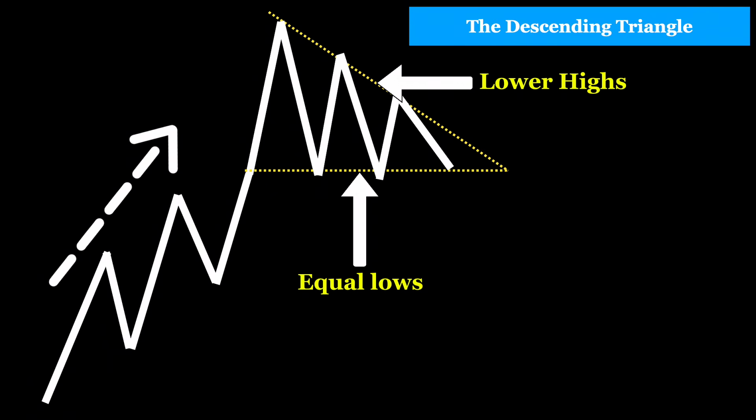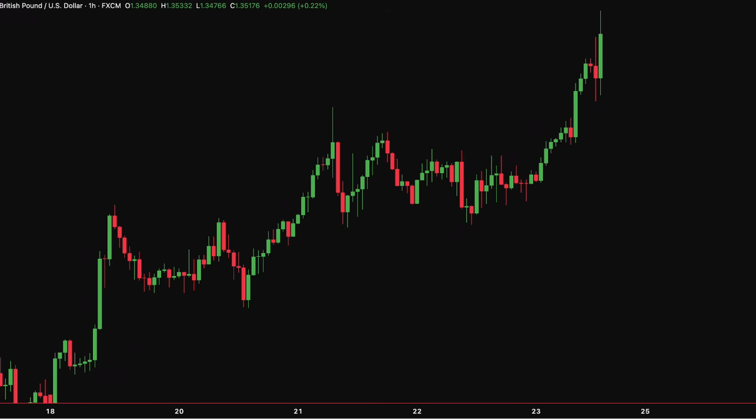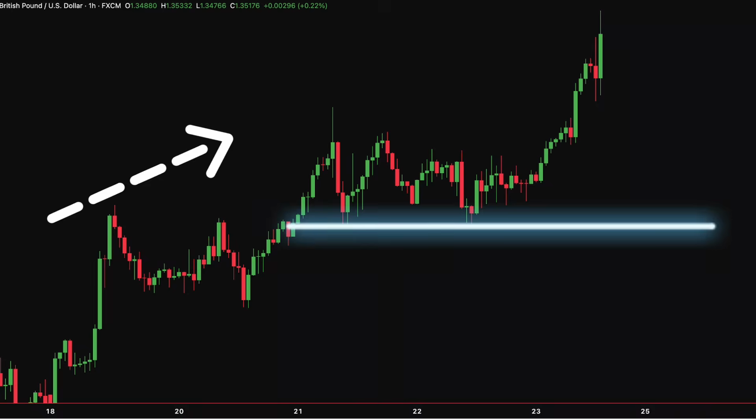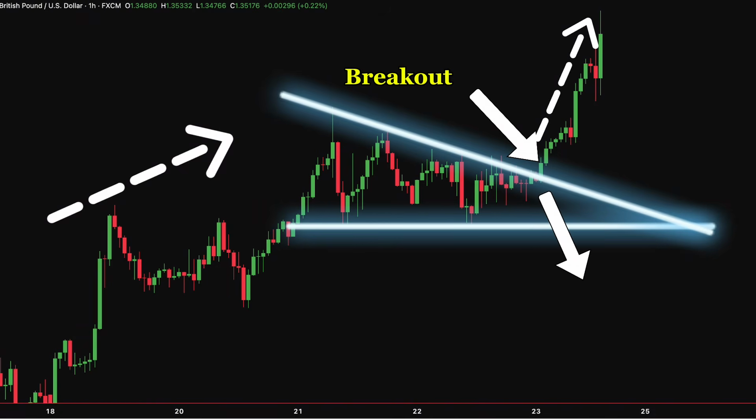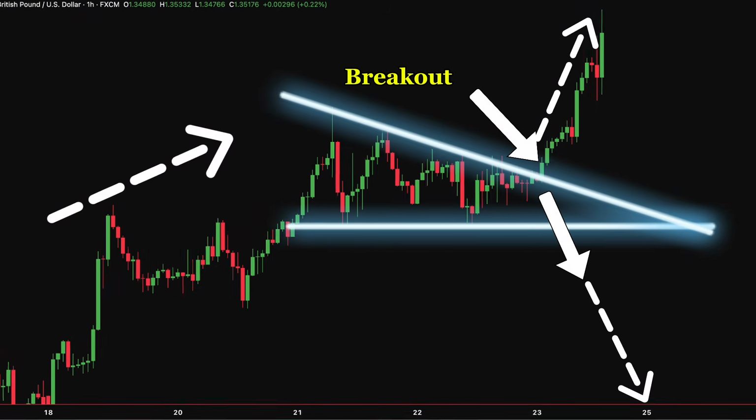Now, two outcomes are possible. A break below the support level confirms a trend reversal to the downside. A break above the descending trend line can signal a continuation of the uptrend, showing that buyers have regained control. Here's how it looks on the chart. Price is in an uptrend, forms equal lows and lower highs, giving you the descending triangle. When price breaks above, it confirms a bullish continuation. But if it had broken below, that would have indicated a trend reversal to the downside.